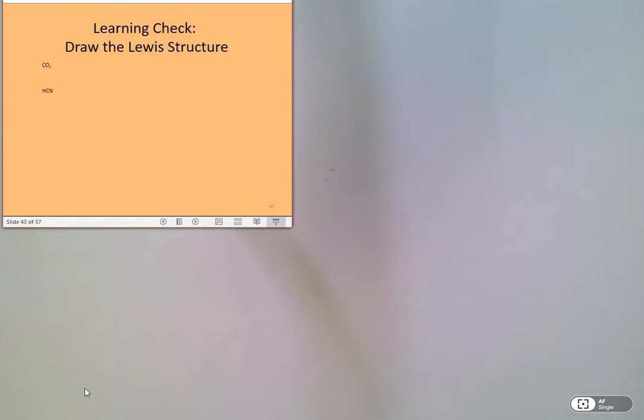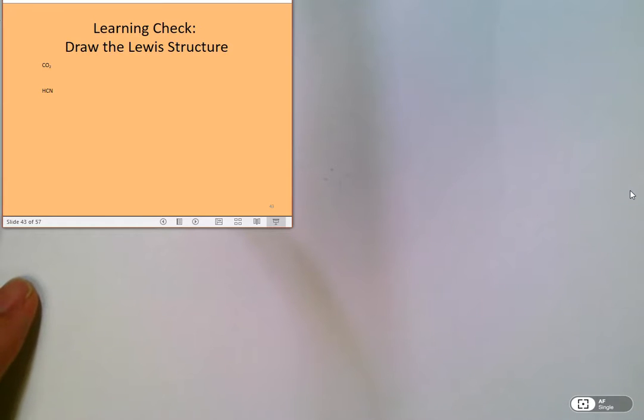All right, so we should be getting good at drawing Lewis dot structures now. And these are a couple that we practiced, and we'll do them again for review. And we'll try to remember the steps necessary to draw good Lewis dot structures. Okay? So the first one we're going to try to draw here is carbon dioxide. We're going to try to draw carbon dioxide again.